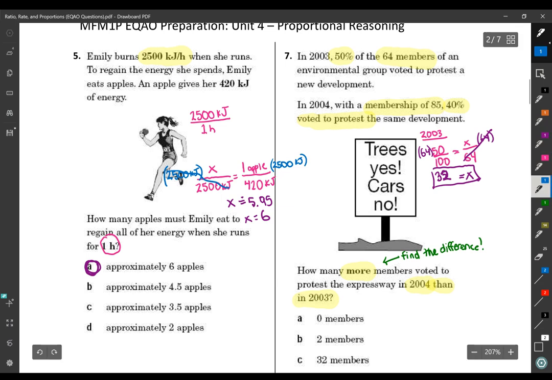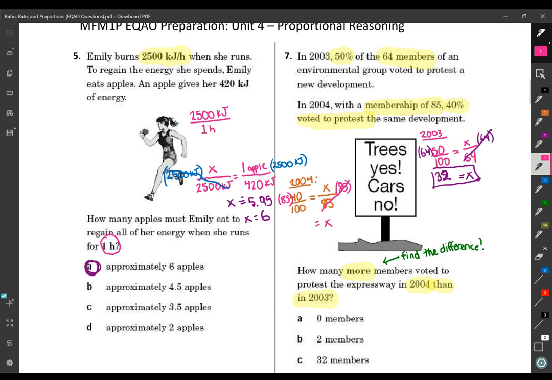Let's do the same thing for 2004. In 2004, only 40% of members voted, but there were 85 members. So what's 40% of 85? Again, we solve by multiplying both sides of our equation by 85 to cancel that out. And that is going to leave us with 34. So in 2004, 34 members voted.